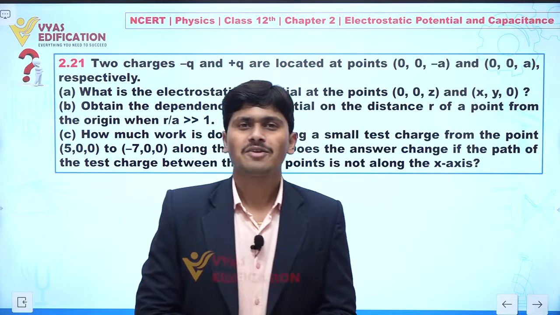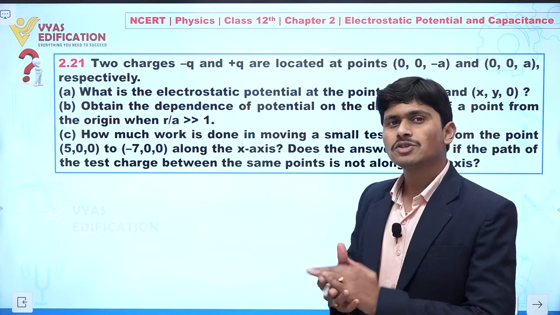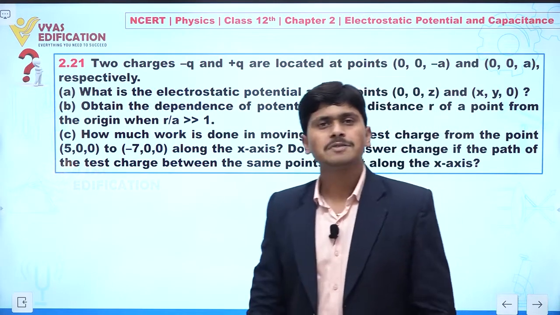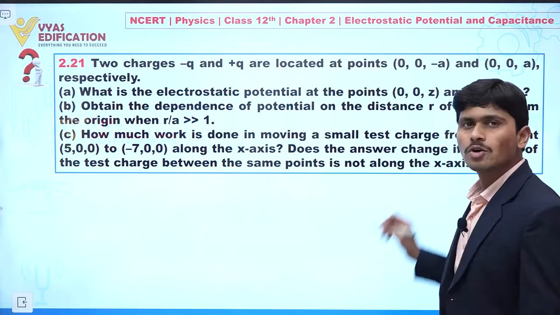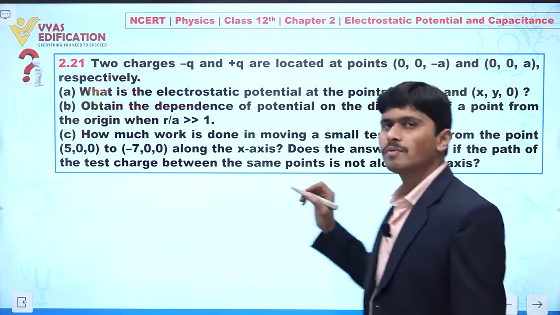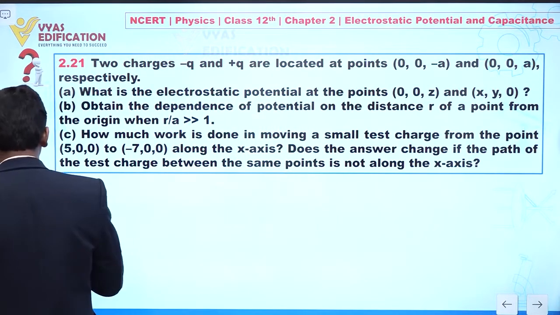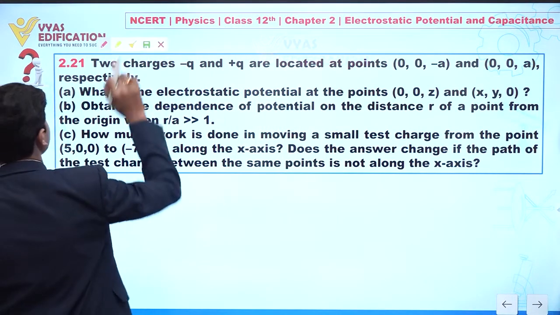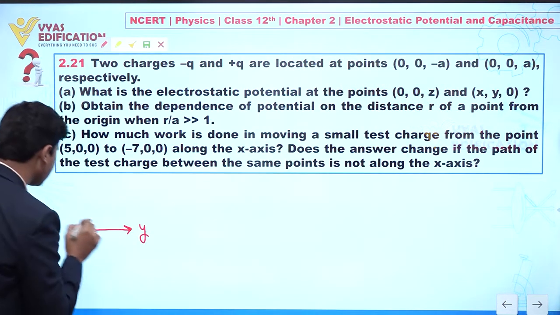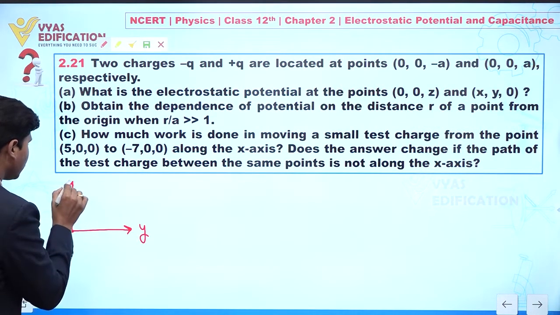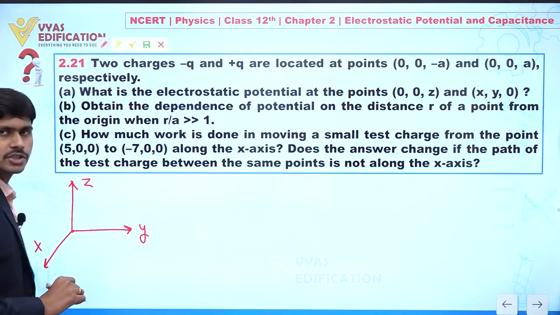Now this time we are going to discuss question number 2.21, and in this question it is given to you two charges minus q and plus q are located at points (0, 0, minus a) and (0, 0, a) respectively. Let's first draw a very simple diagram. Let's suppose this is the y axis. I am just assuming. Let's suppose this is the z axis and the x axis is in this direction.